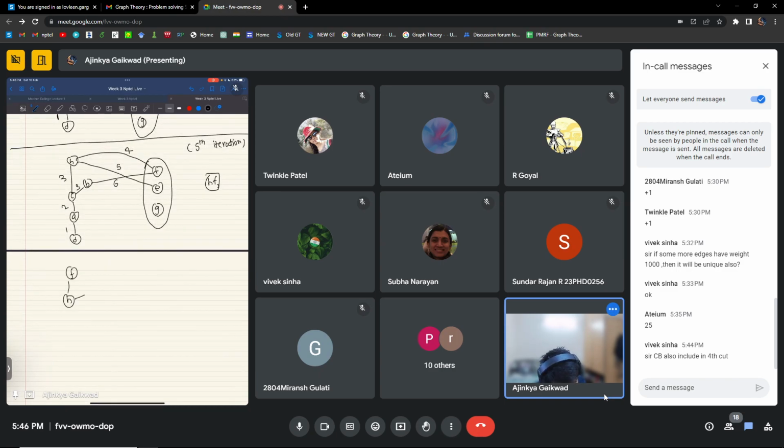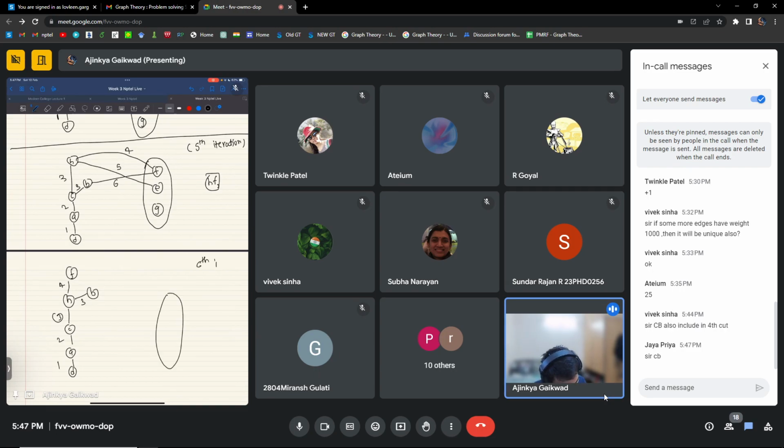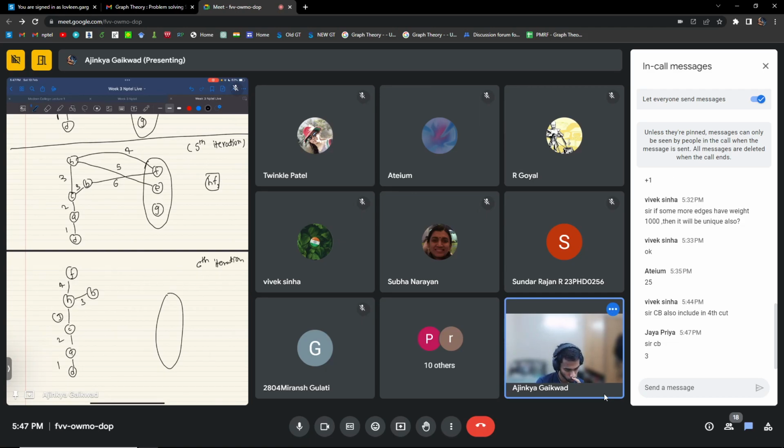HF had weight 4. This is 4. Then this is 3. Then C is 3. Then A and D. So this is 2. This is 1. And again, I will construct the sixth iteration. So this is a new cut again. So what are the two vertices left? This is just E and G.